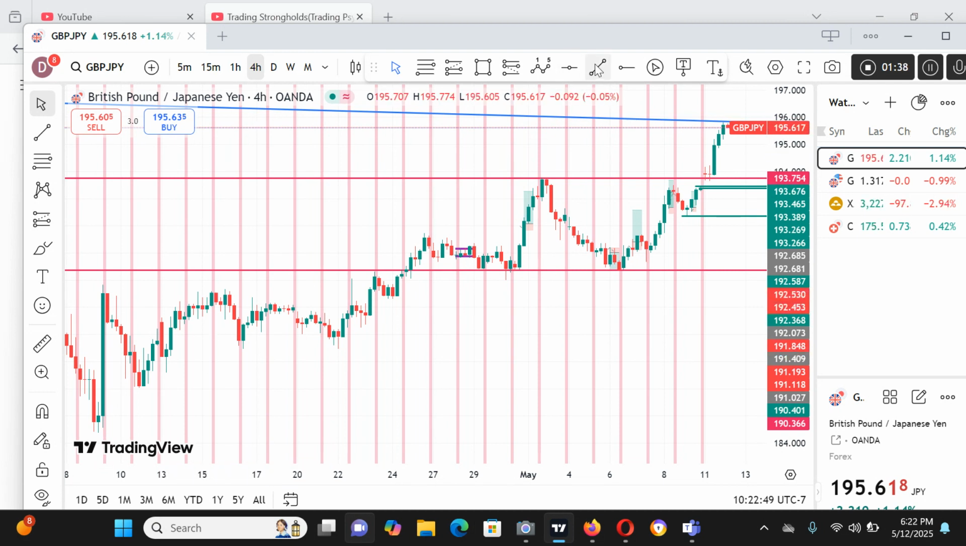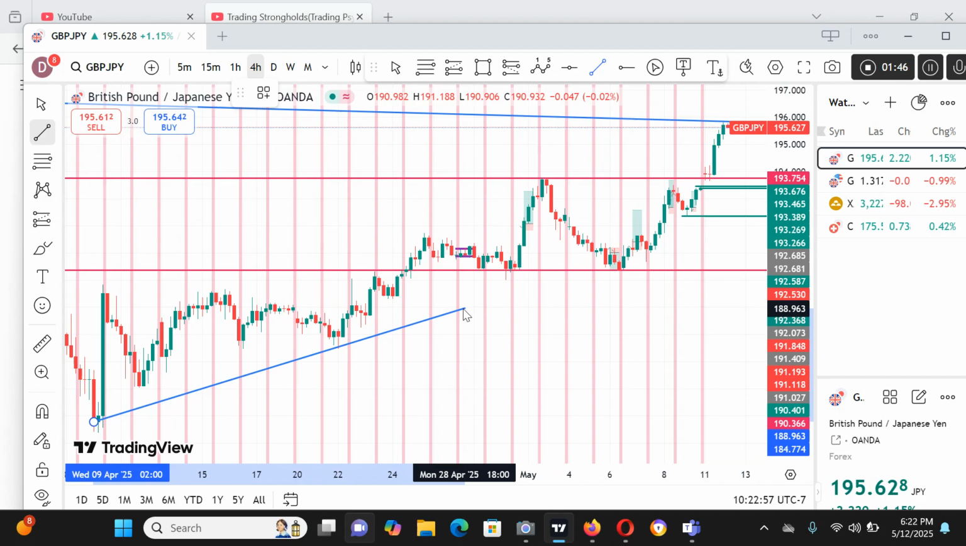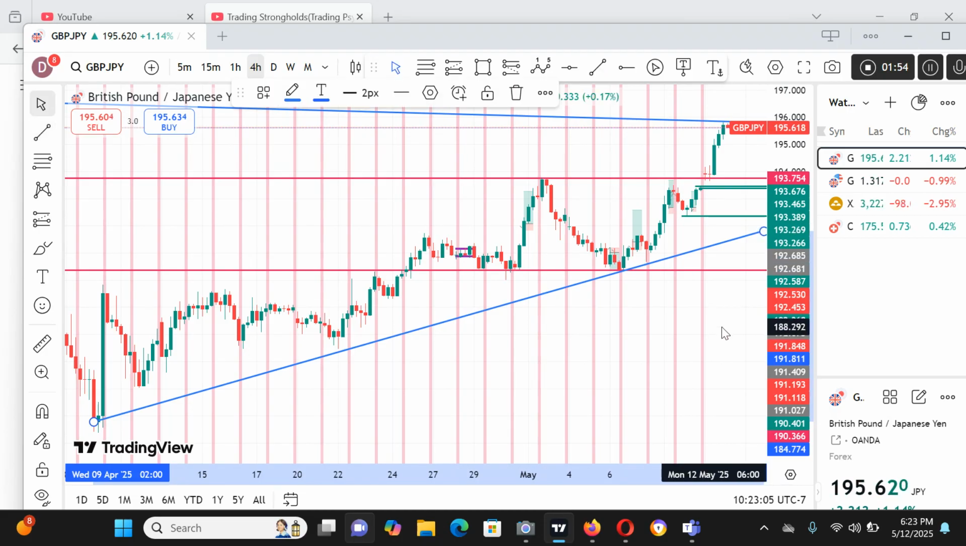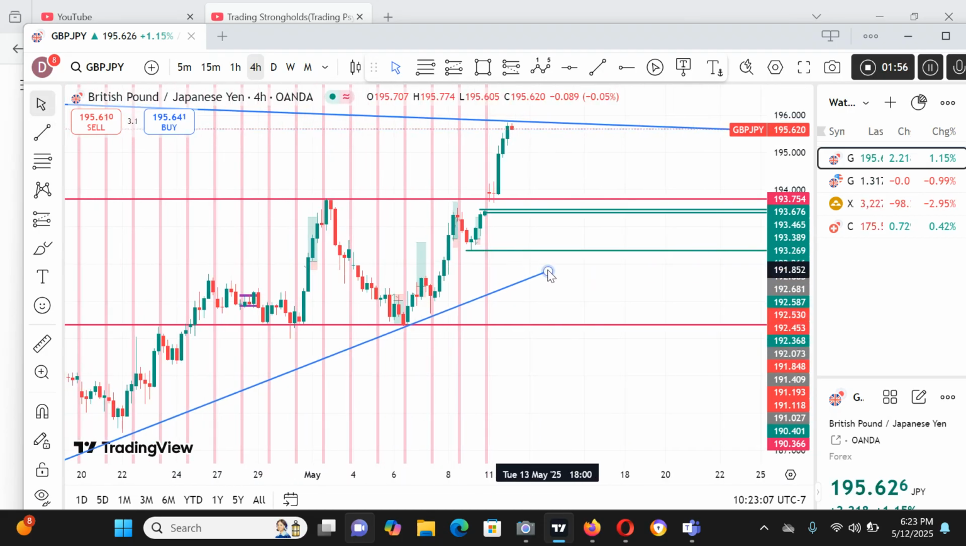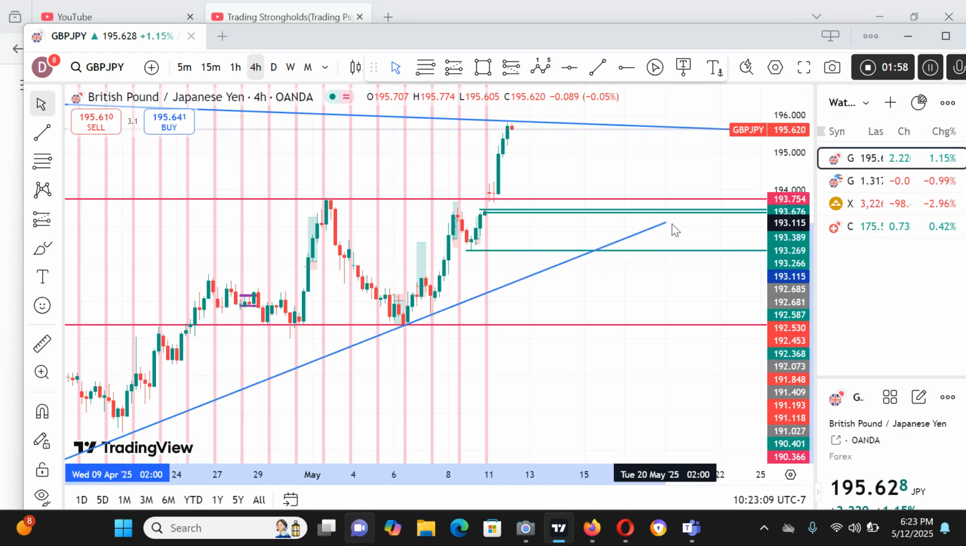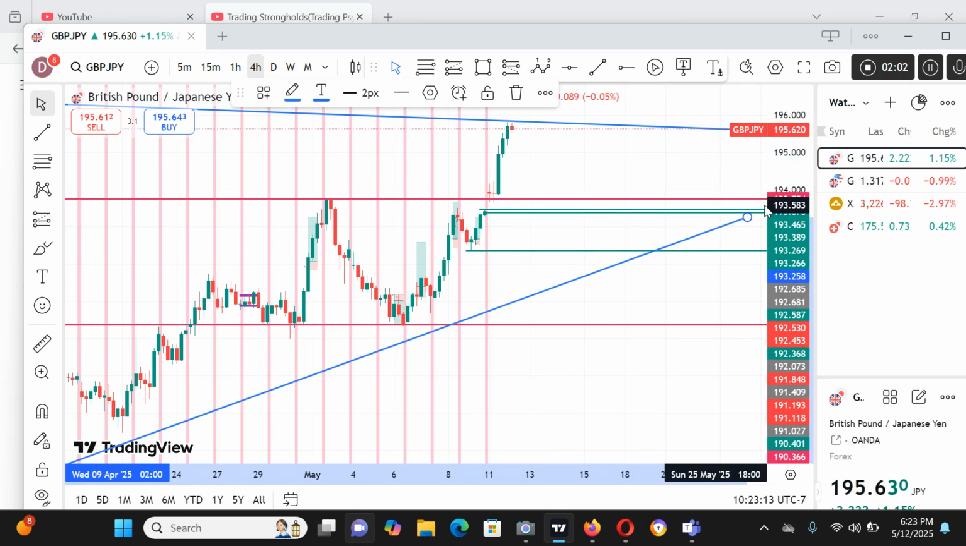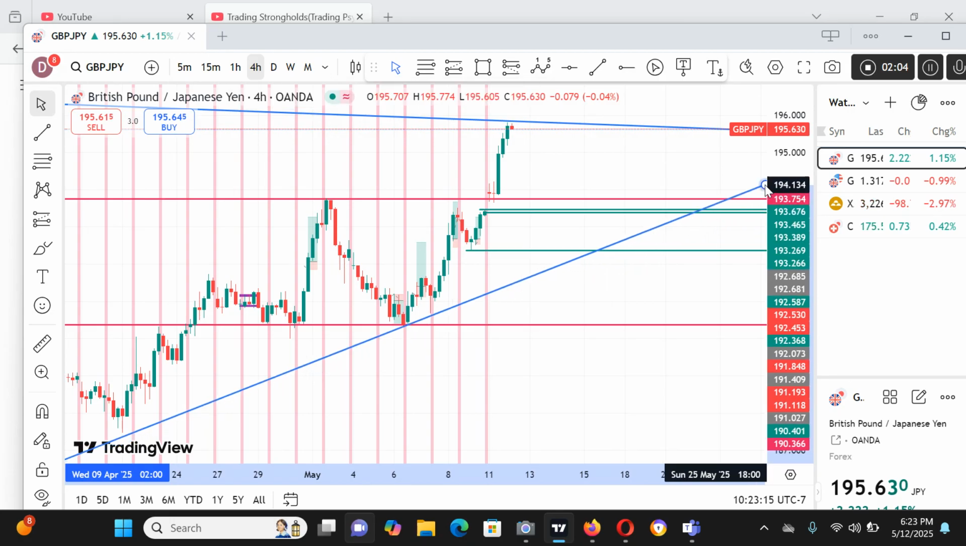So let's draw our trend line. This is the origin of the trend. The beginning of the trend is referred to as the origin of the trend. So we draw it into the future. We extend it into the future like this, on the 4 hour time frame.